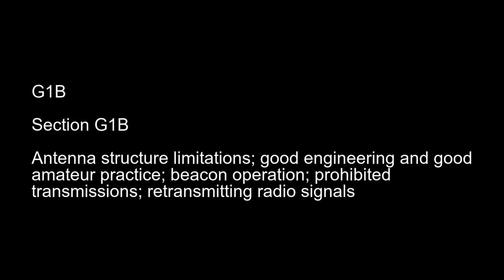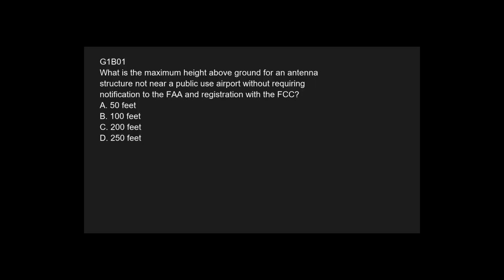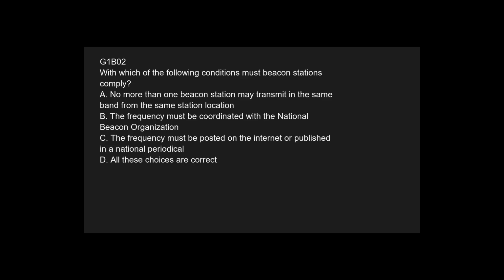Section G1B. Antenna structure limitations, good engineering and good amateur practice, beacon operation, prohibited transmissions, retransmitting radio signals. Question: what is the maximum height above ground for an antenna structure not near a public use airport without requiring notification to the FAA and registration with the FCC? The correct answer is C. 200 feet. Question: with which of the following conditions must beacon stations comply? The correct answer is A. No more than one beacon station may transmit in the same band from the same station location.